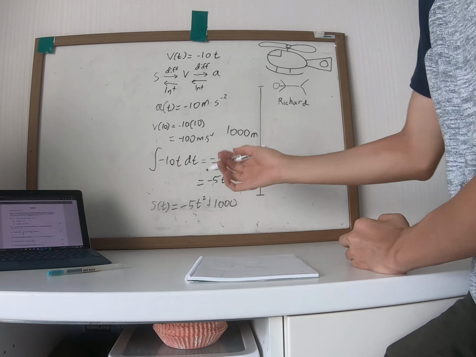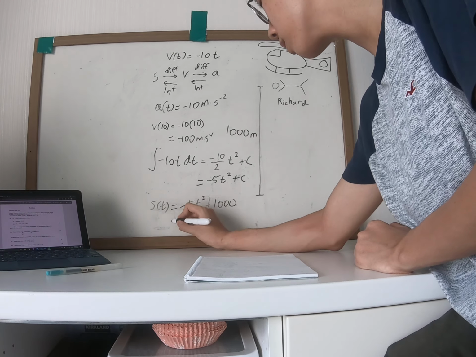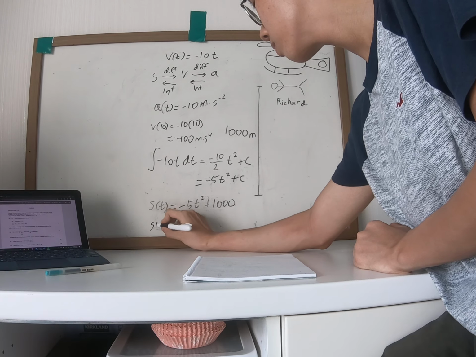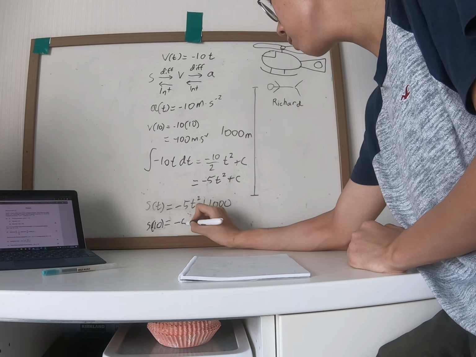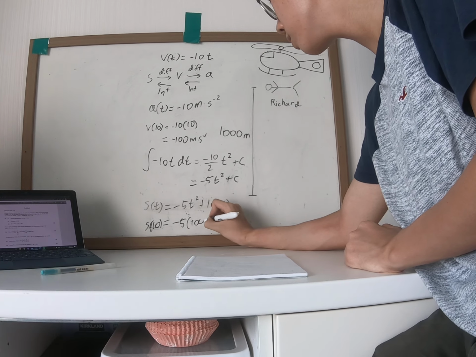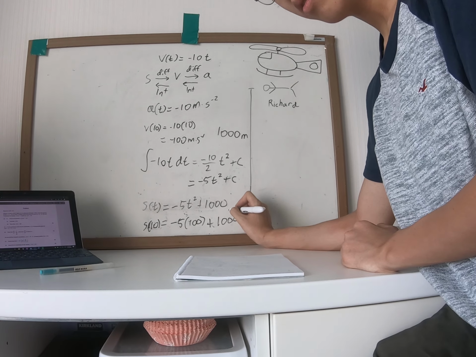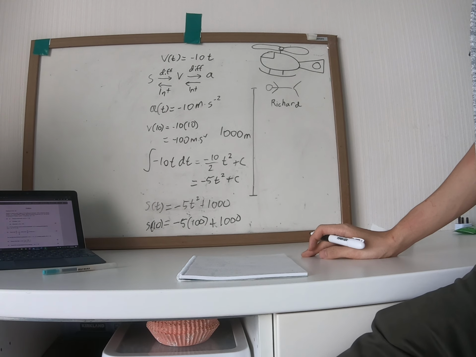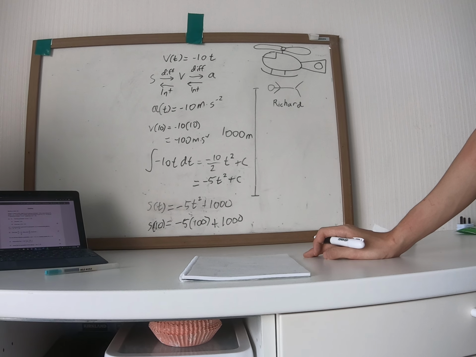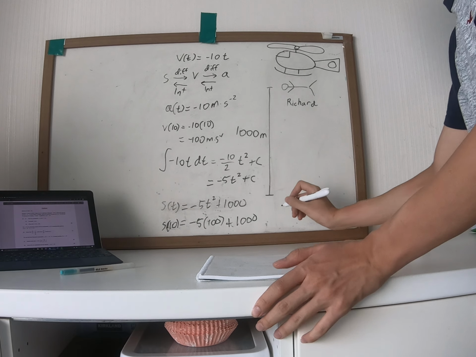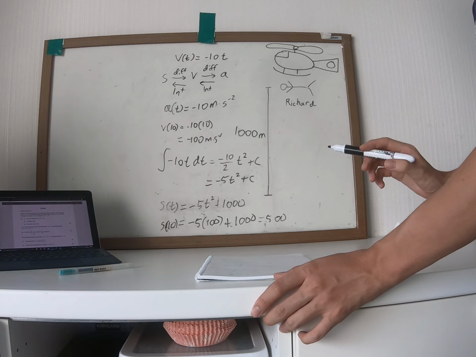Now the question asks, show that s(10) equals 500. It's very simple since we have the equation. Put 10 in the place of t, which will give us s(10) equals negative 5 times 100 plus 1,000, which is just 1,000 minus 500, which is just 500. So we have shown that s(10) equals 500. So that is question A.